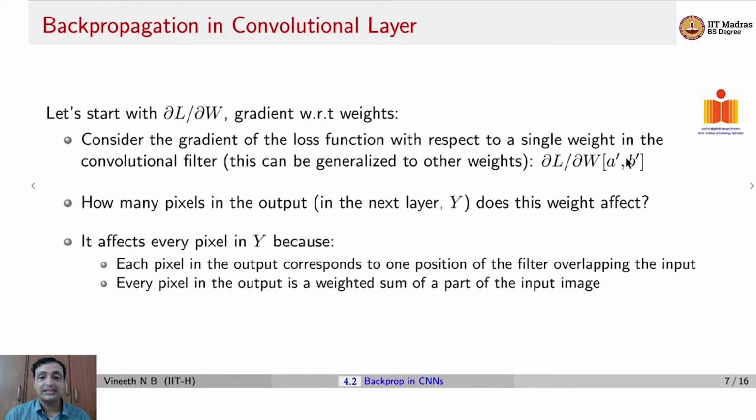The answer is every pixel in Y, because every pixel in Y is obtained by a convolution of the filter with a certain location in X, while a certain pixel in Y depends only on a few pixels in X. It does depend on every value in W, which is the filter. So each pixel in the output corresponds to one position of the filter overlapping the input, and every pixel in the output is a weighted sum of a part of the input image, but the weight in the filter affects every pixel in the output.